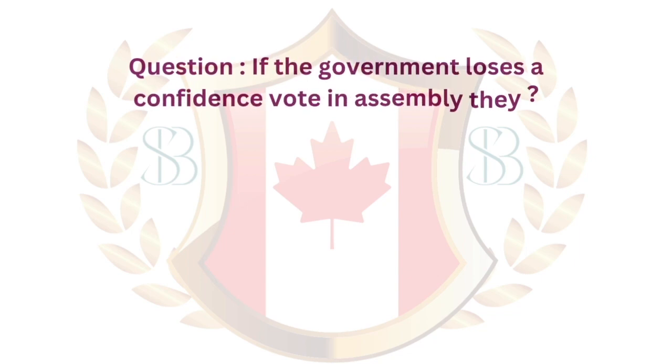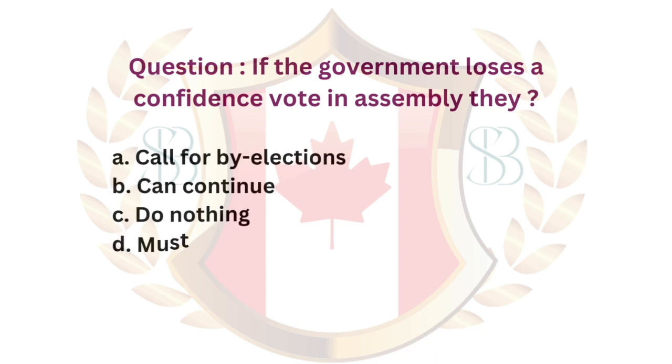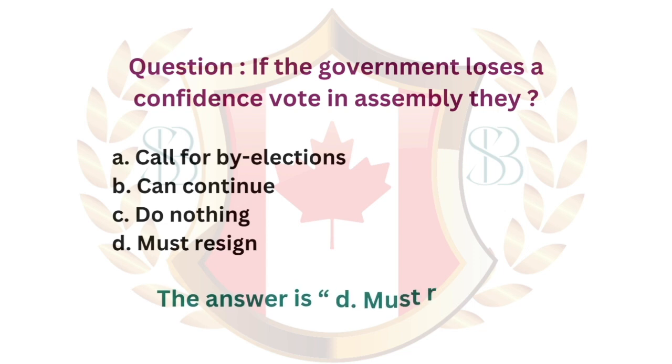Question. If the government loses a confidence vote in Assembly, they A. Call for by-elections. B. Can continue. C. Do nothing. D. Must resign. The answer is D. Must resign.